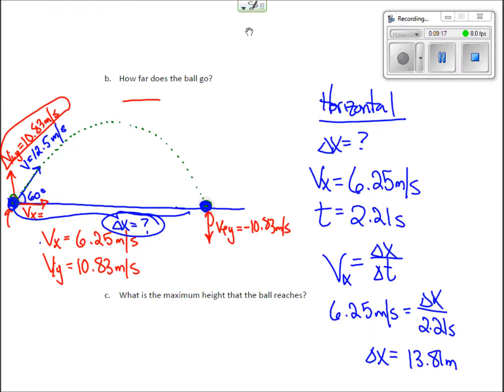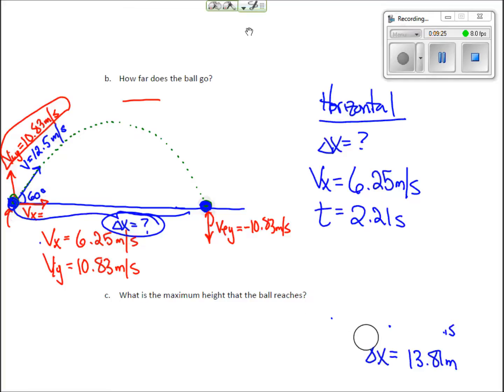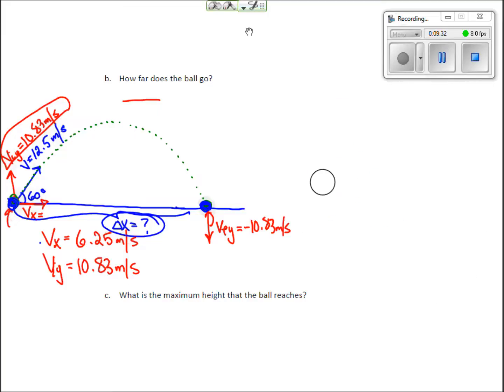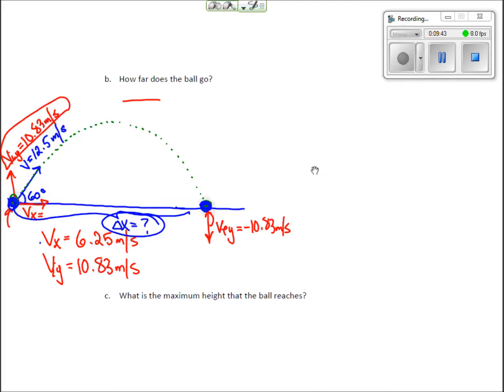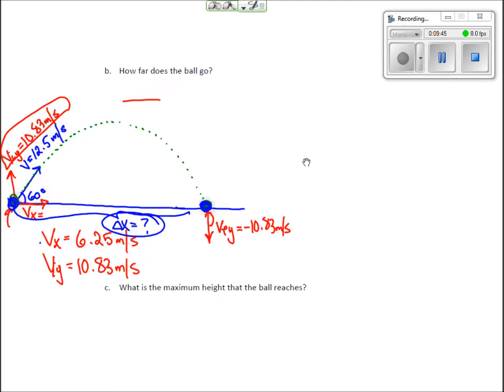All right. So the final question is asking us about the maximum height. The last part is all about the maximum height. Now we have to be careful here because when we're talking about the maximum height, we're changing some of the things that we think we know. I'm going to keep my picture there. We're going to start answering C.